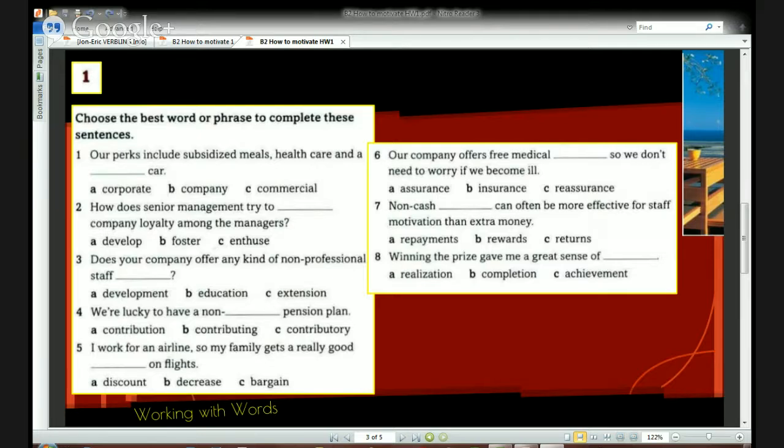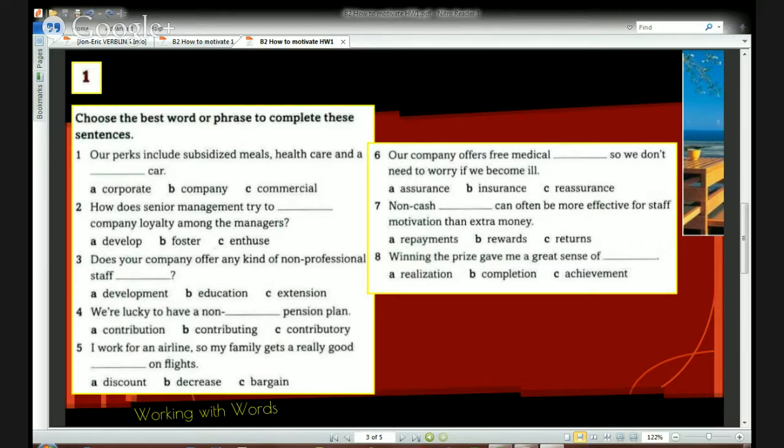Yeah. Would you say that in French? To enthuse, we can say we increase happiness. Yeah, but you couldn't say I'm going to enthuse happiness, right? So we know it's not that. So that only leaves one possibility, which is foster. So by process of elimination, we can figure out that it's to foster loyalty.